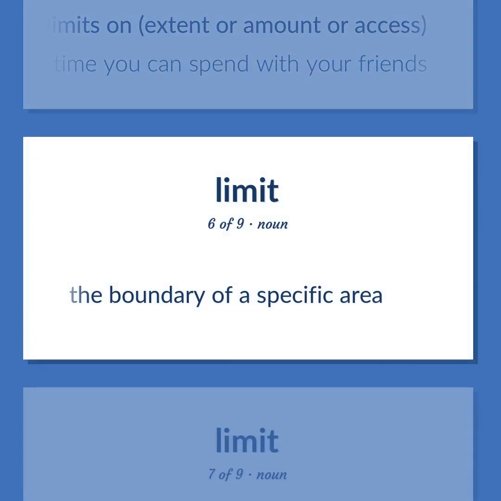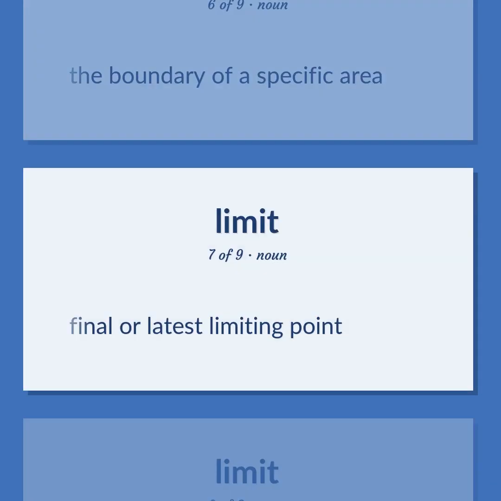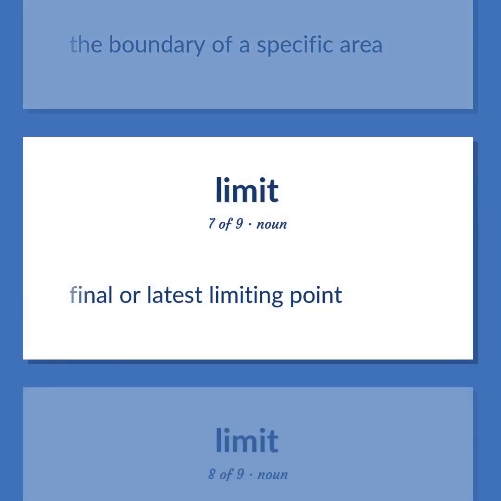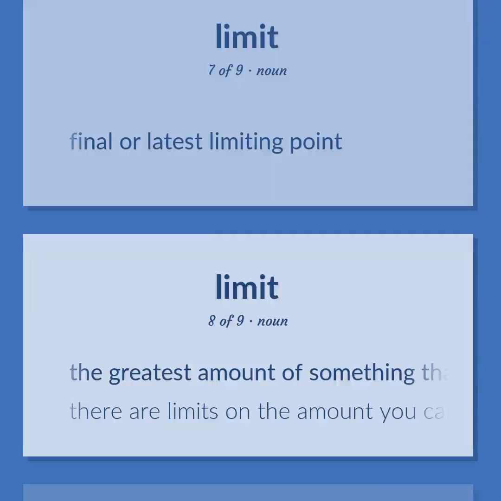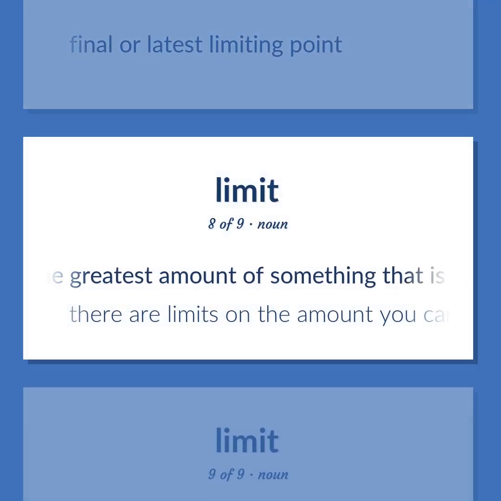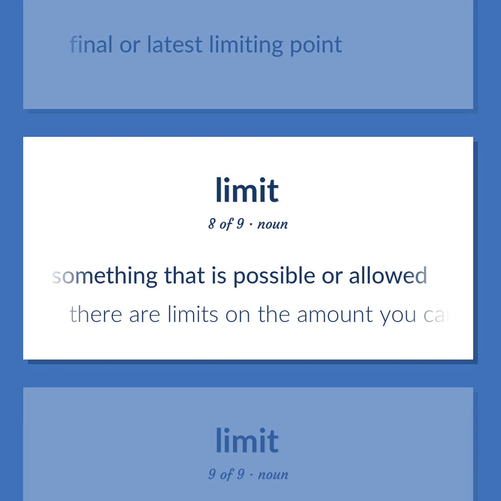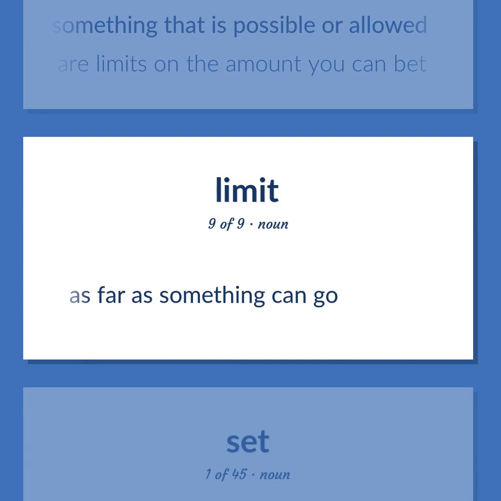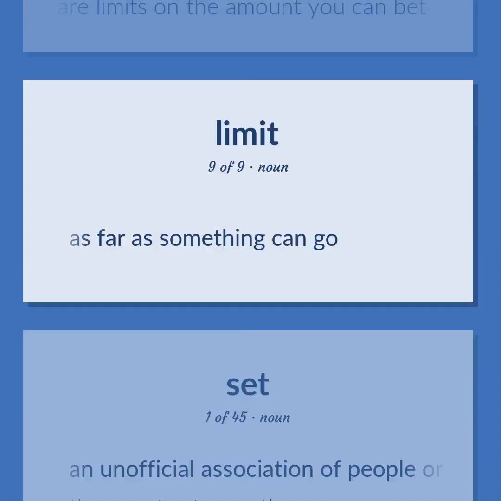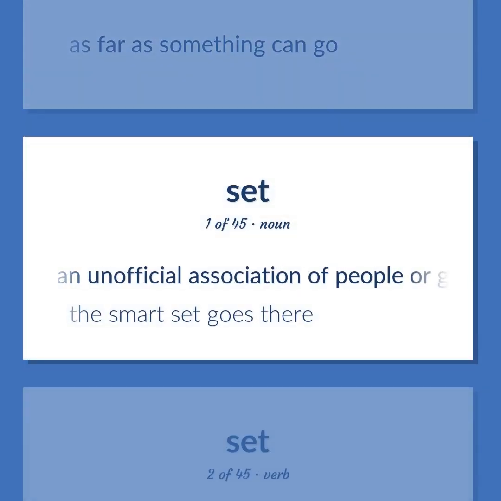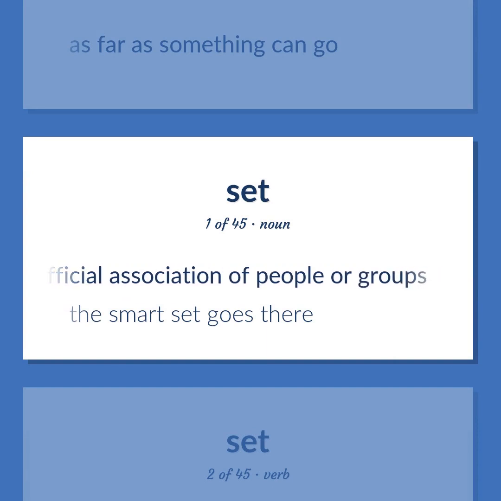The boundary of a specific area. Final or latest limiting point. The greatest amount of something that is possible or allowed. There are limits on the amount you can bet. As far as something can go. An unofficial association of people or groups. The smart set goes there.